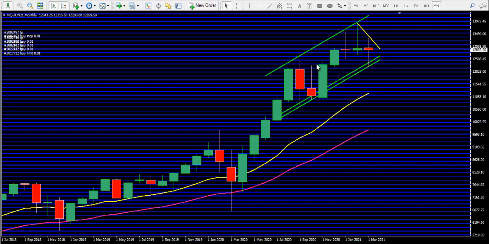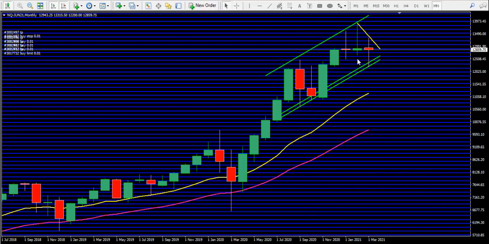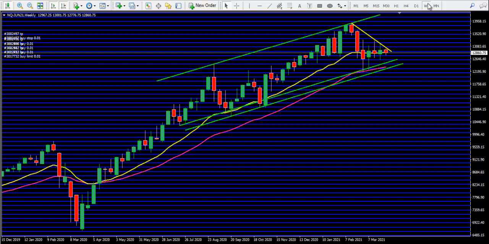Simultaneously, in the past, this was a strong resistance area, which was around the 12,490 level, and you can see whenever the price came around this level, it tried to bounce back. So this was the monthly chart. If you go on the weekly chart, you can see the same thing happening. The market is moving strongly towards the upside.